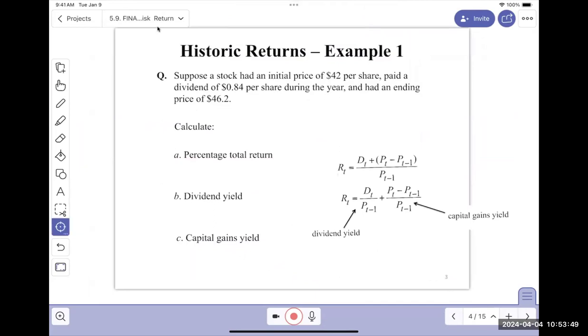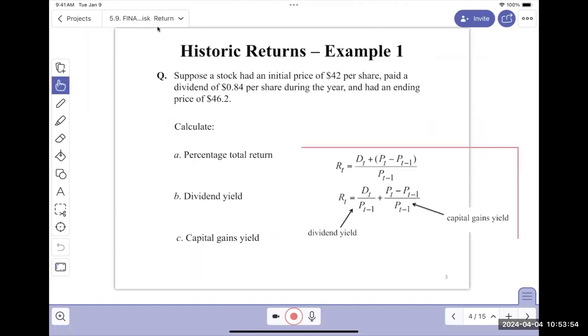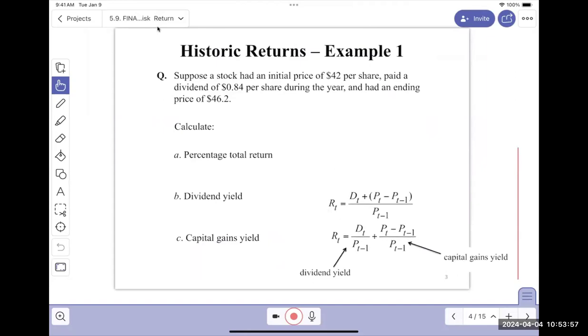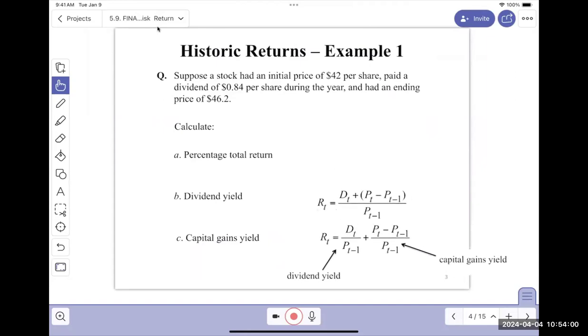Oh, this is crooked. Okay, suppose a stock had an initial price of $42 per share, paid a dividend of 84 cents per share, and had an ending price of $46.20. Find the total percentage return. In other words, use this whole thing, and then separate into the dividend yield and capital gains yield.